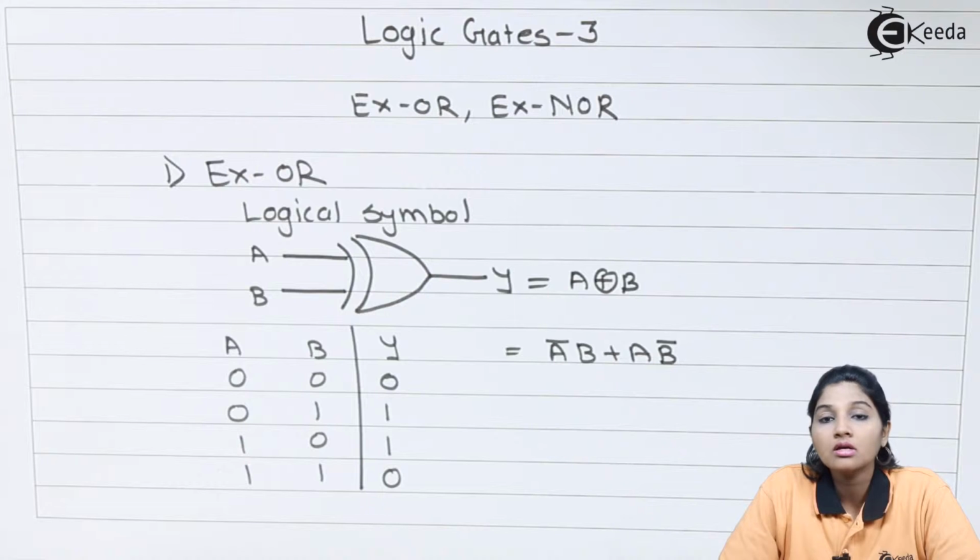Now here, in this case, when both the inputs have different voltage levels, then only the output goes high. But when both the inputs have the same voltage level, then the output goes low. And because of this reason, it is called the exclusive OR gate. Now let's see the another type of gate, that is nothing but XNOR gate.